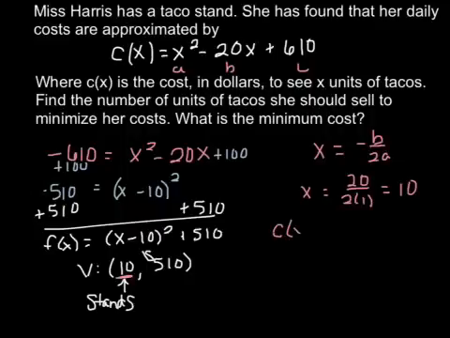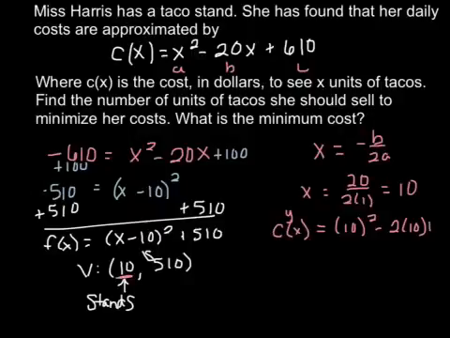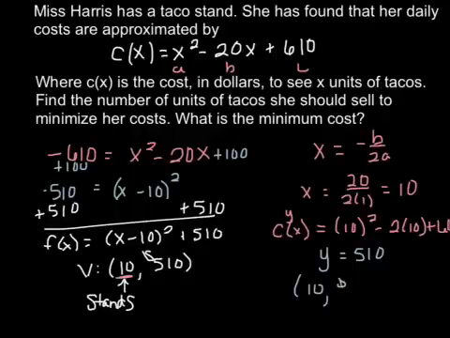Then I plug it back in to find my y value. So I say 10 squared minus 20 times 10 plus 610. And when I do that, my y value becomes 510, and I get the same vertex, (10, 510).